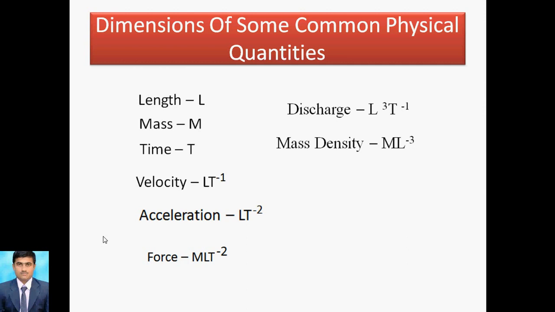Mass density is M L raised to minus 3. Pressure is M L minus 1 T minus 2. Then next, energy is M L square T raised to minus 2. These are the common terms for the physical quantities. So whenever you are solving these problems on dimensional analysis, these are the quantities required.